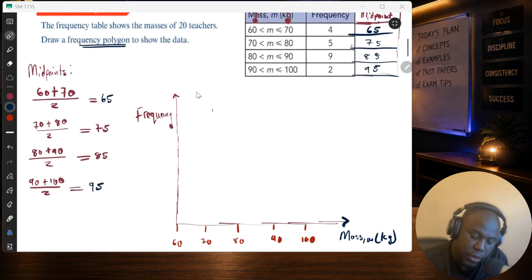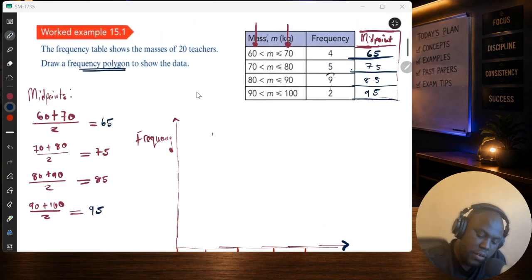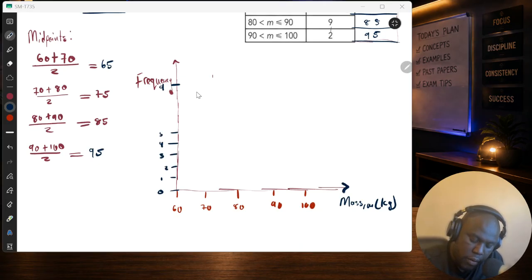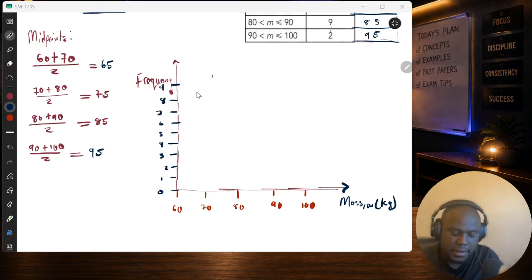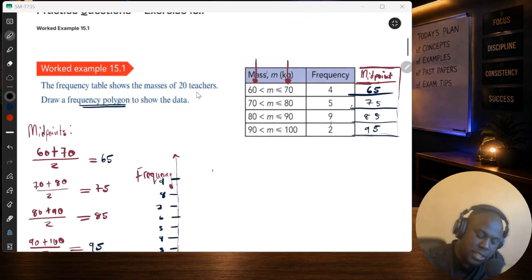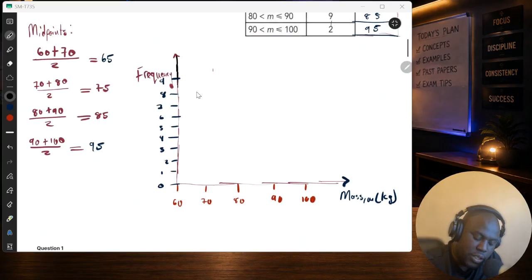Then for frequency, what frequencies did you have? It's up to 9. 9 is the biggest value. So we can say our frequency is from 0 all the way up to 9: 1, 2, 3, 4, 5, 6, 7, 8, then 9. So now we can sketch. This is a frequency polygon. I'll be so proud of you because number 1, you got the midpoints. Number 2, you made a nice frequency polygon axis. You do frequency on the left and then mass at the bottom.